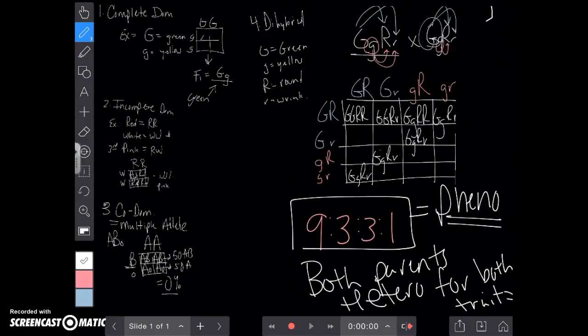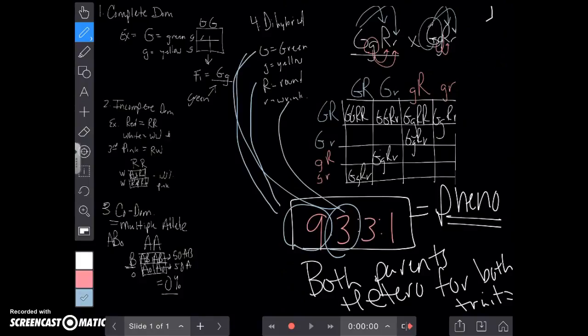So what do they look like? Remember what that ultimately says. 9 of them are going to be dominant for both, so 9 of them are going to be green and round. 3 of them are going to be green and wrinkled. 3 of them are going to be yellow and round, and 1 of them is going to be wrinkled and yellow. So that's what that's referring to in the dihybrid cross.